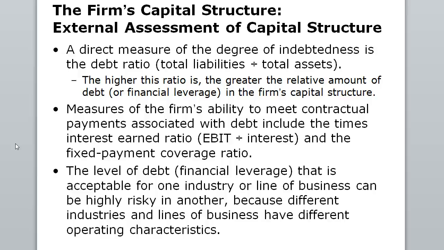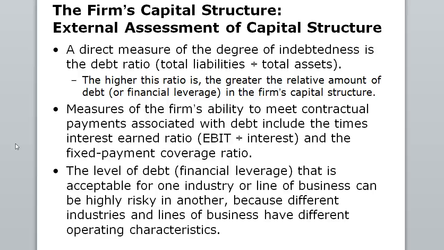Now, a direct measure of the degree of indebtedness of a company would be the debt ratio: total liabilities divided by total assets. The higher the ratio, the greater the amount of financial leverage a company is holding. If you want to measure the firm's ability to meet these payments, we can use a times interest earned ratio, which shows us their ability to cover their interest payments.